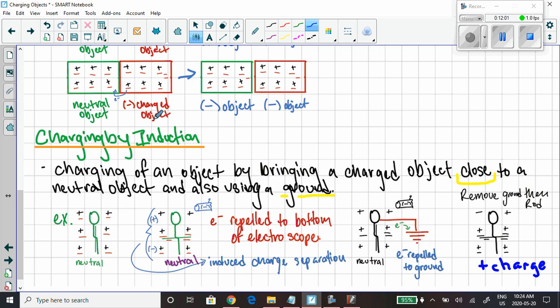Not like up here when we were doing charging by contact, right? When we're doing charging by contact, neutral object and a negative object, eventually they both become negatively charged. Neutral object and a positive object, they both become positively charged because up here it's all about sharing, not here. Here you get the opposite effect.